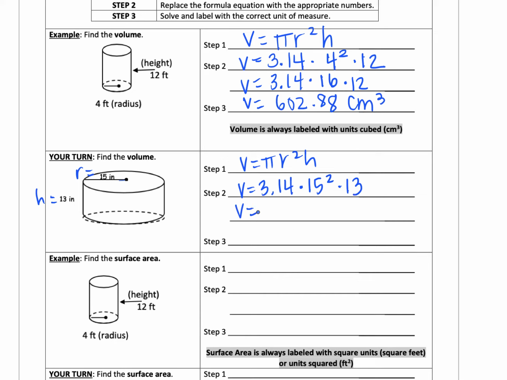So we take care of GEMDAS by finding our exponent's value first. So 15 squared means 15 times 15, which is 225. Now that we've taken care of all of our exponents, we just have multiplication left. So when we go ahead and multiply this all together, our final answer becomes 9,184 and 5/10, and we are talking about inches cubed for volume here.